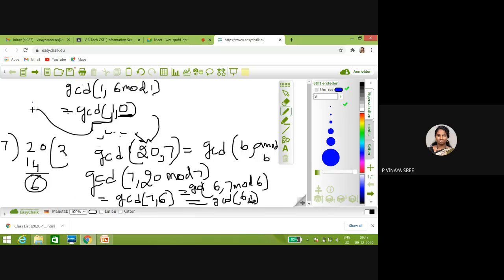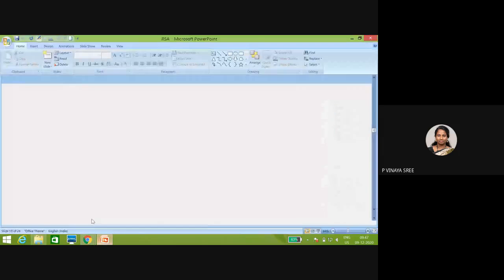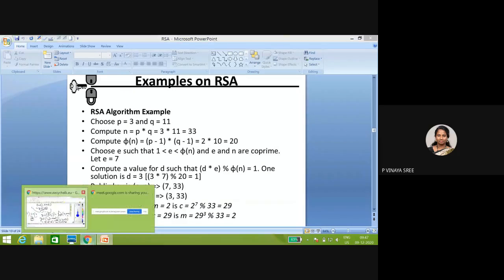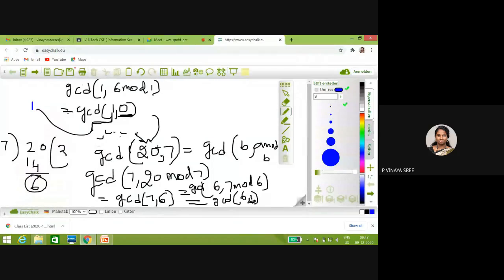Means we know that GCD of 20 comma 7 is 1, so we can select 7. Try to select all possible values so that it is equal to 1. In this case we have selected E value as 7. The formula for phi of n is (p minus 1) into (q minus 1). p is 3, so 3 minus 1 is 2, 11 minus 1 is 10, so you get 20. So GCD of phi of n, 20, and the 7 we selected, after calculating we got GCD of 20 comma 7 as 1. So we can select the value 7.